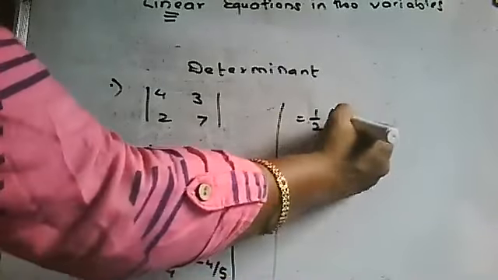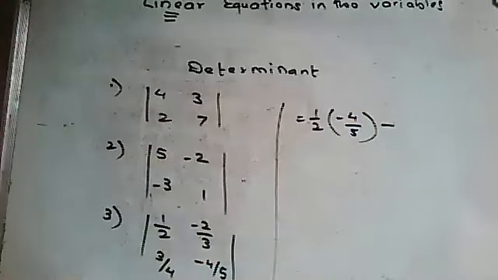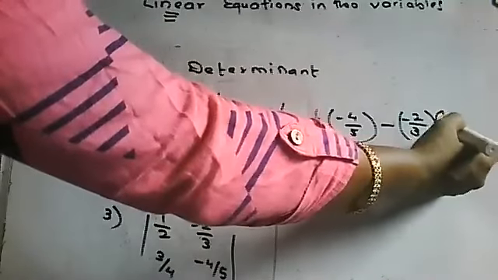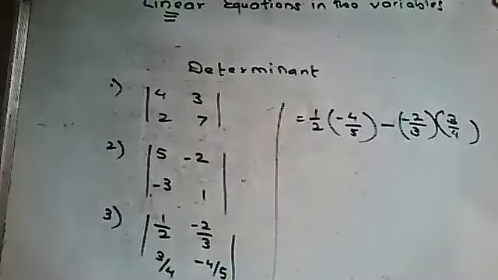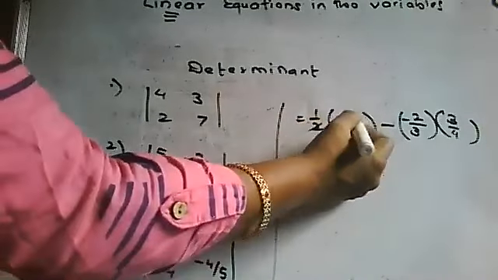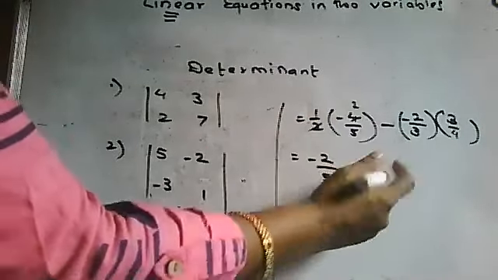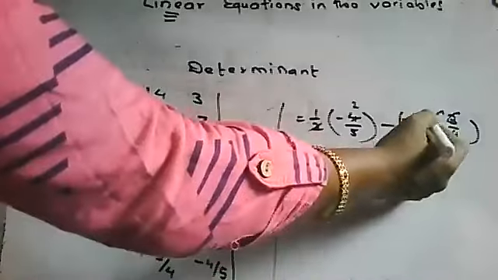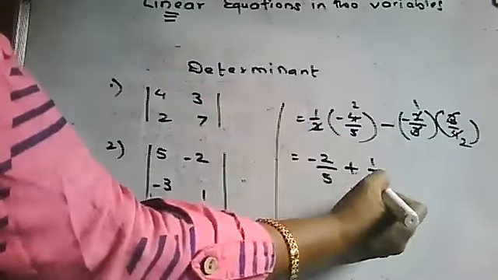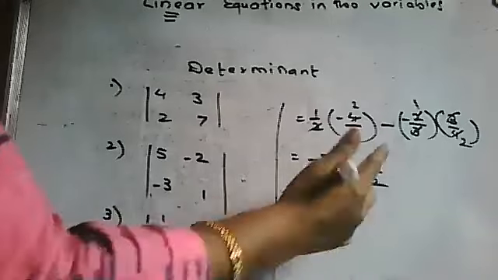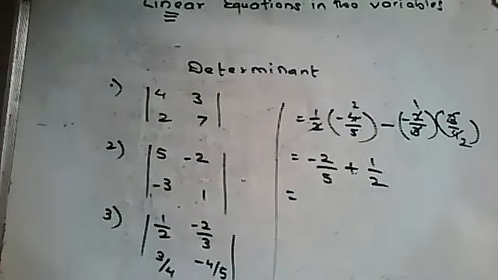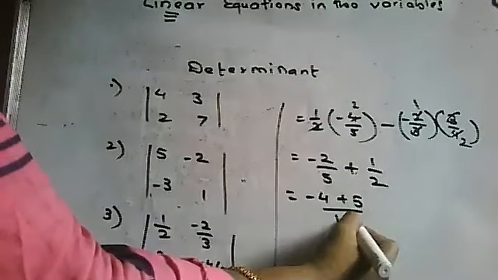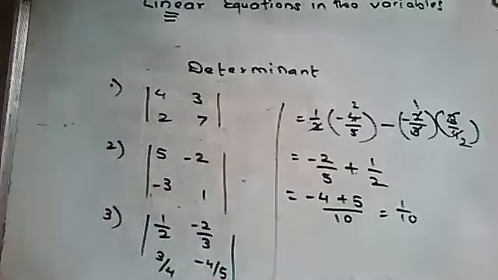1/2 into minus 4/5. Beech mein minus sign. Then minus 2/3 is negative into 3/4. Okay. So you can cancel into it. So this is minus 2/5, minus into minus plus. Even this 3 gets cancelled, and this is 2 1 and this is 2, so this is half. Yeah. So cross multiplication now. Denominators are not equal. Then what do we do? Cross multiplication. Minus 4 plus 5/10, and you get 1/10 as correct answer.